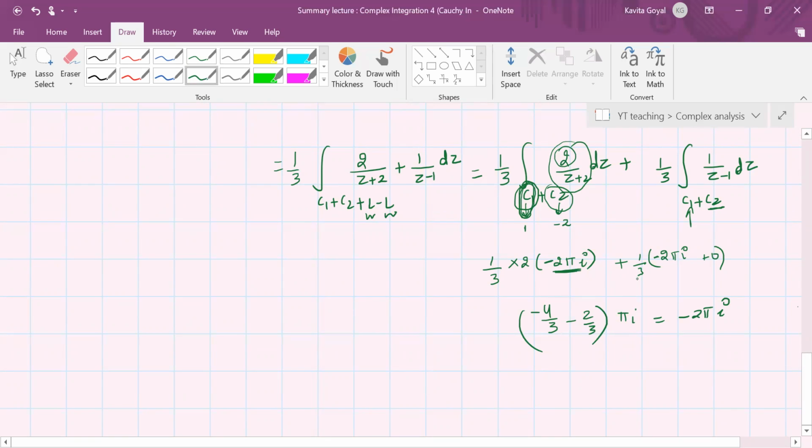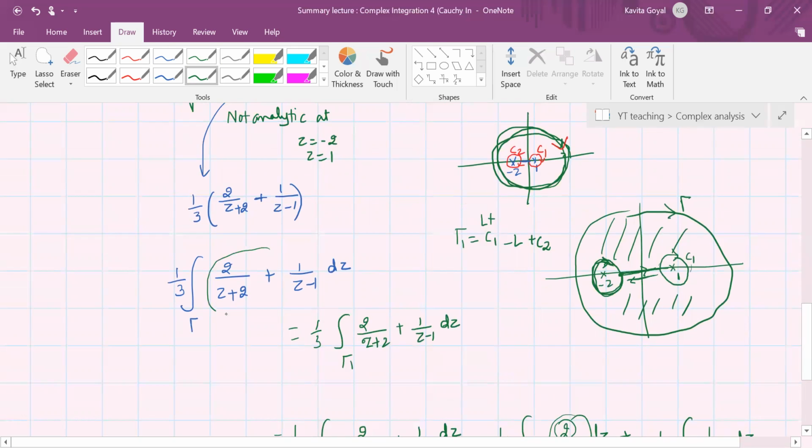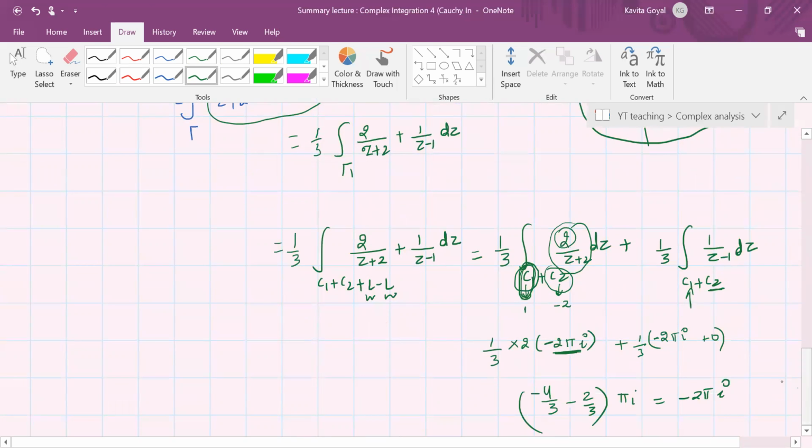I'm making some mistake, I guess. Minus 2 pi. Ma'am, it was not 2. It was z, I guess. No, but because of this you'll get z already. Do this: 2z minus 2 plus z plus 2. 2 and 2 will cancel, 3z, 3 and 3 will cancel. So that z is removed because of the partial fraction. So I think I made a mistake in my calculations in the copy. Here I think they are correct. So this is minus 4 by 3 and minus 2 by 3 pi iota.